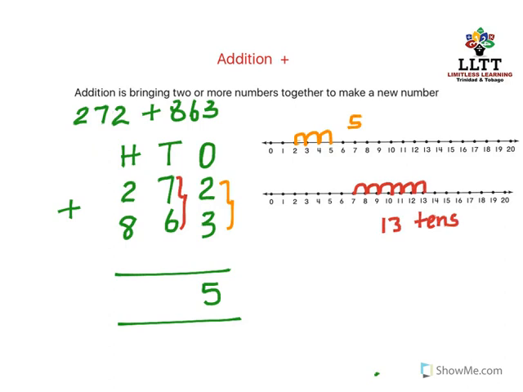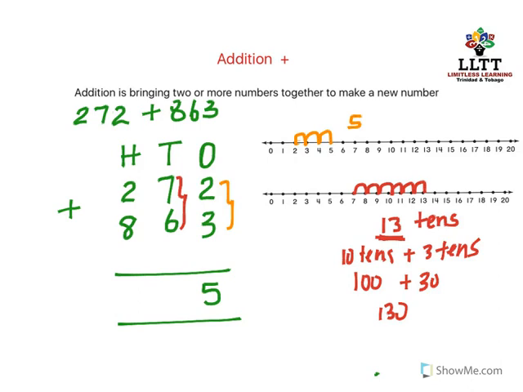13 tens are 10 tens plus 3 tens. 10 tens is 100 and 3 tens is 30. So that is 130. Right? So 13 tens. Right? Don't get confused as yet.